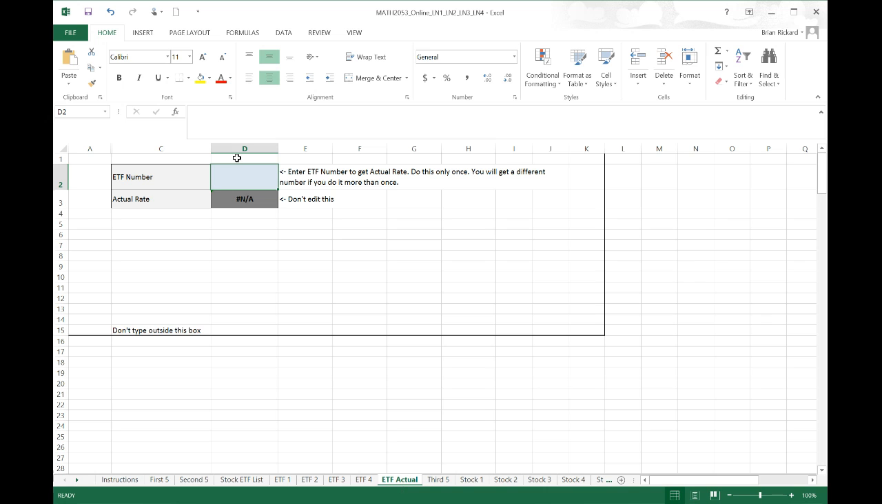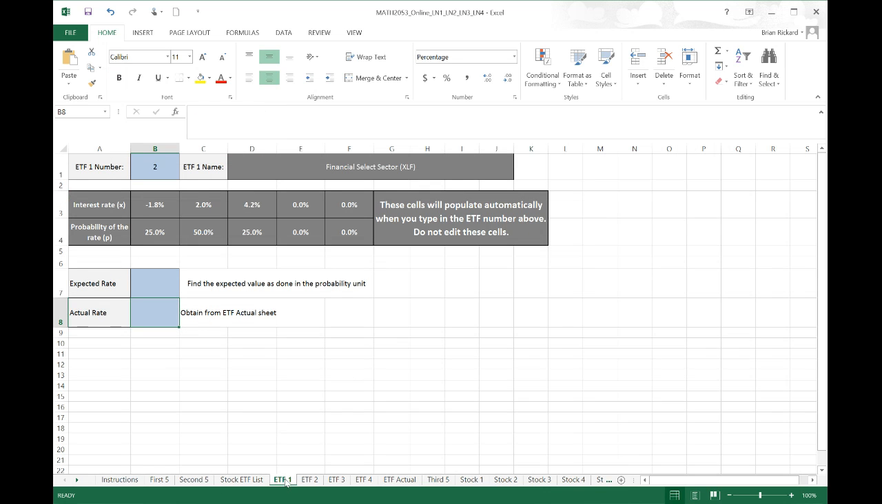So let's see what we would have. So I'm going to put a 2 there, and 2% is what we get. So in ETF number 1, the actual rate, 2%. So that's 0.02. That's how we would type that in. So 2%. And then we would do that for 3 more ETFs.